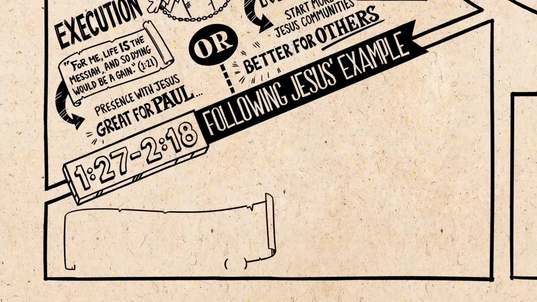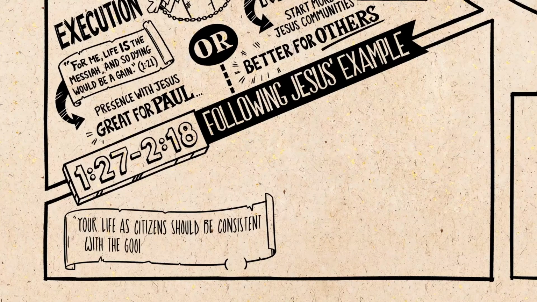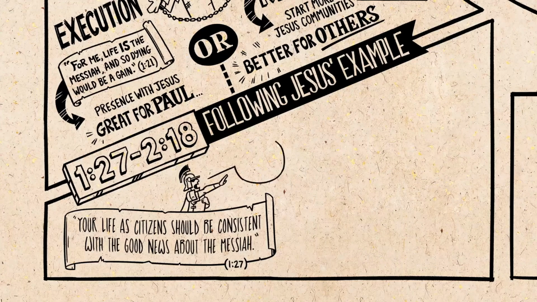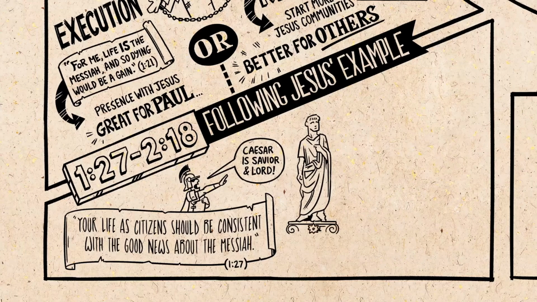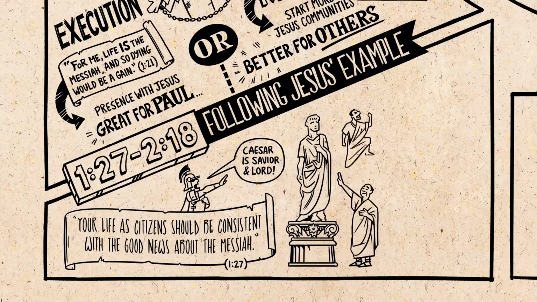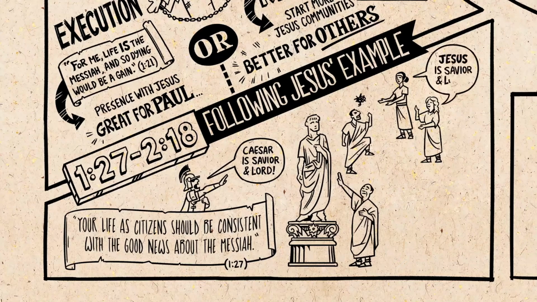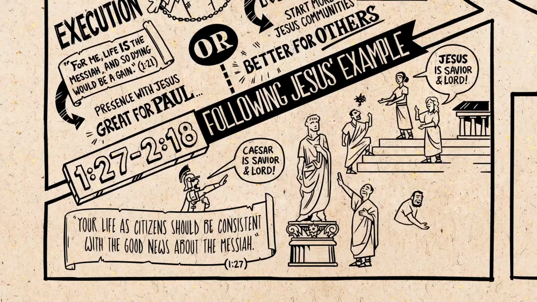Paul then turns to the Philippians, and he urges them to participate in Jesus' example by taking up this same mindset. He says, your life as citizens should be consistent with the good news about the Messiah. So these Christians in Philippi, they were living in a hotbed of Roman patriotism, but their way of life was to be shaped by another king, Jesus. And that might bring persecution, but they are not to be afraid, because suffering for being associated with Jesus, it's a way of living out the story of Jesus himself.